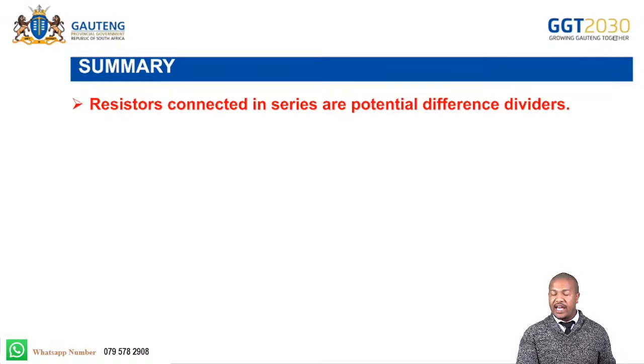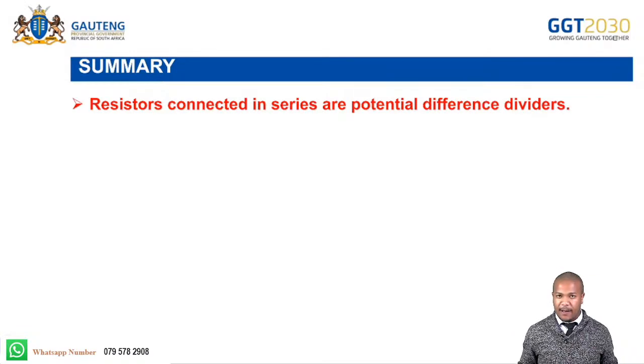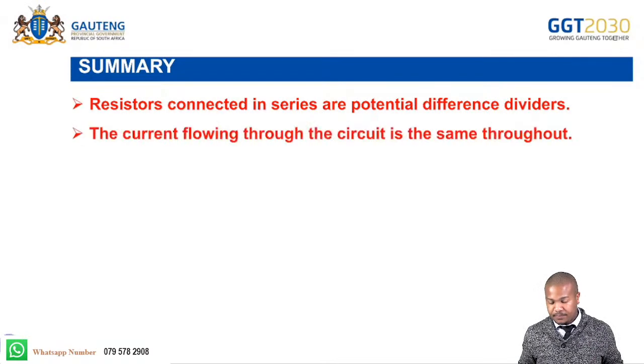Also, we said that resistors connected in series are potential difference dividers, right? They are voltage dividers. They share the voltage amongst them. They share the total voltage of the battery amongst them. Hence, the total voltage of the battery is equal to the sum of the voltages across the individual resistors in a circuit.